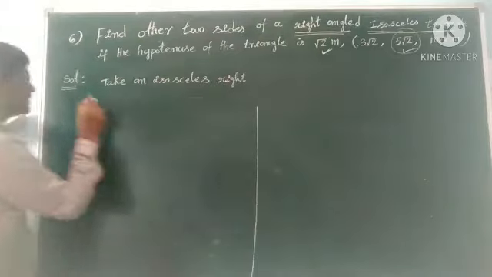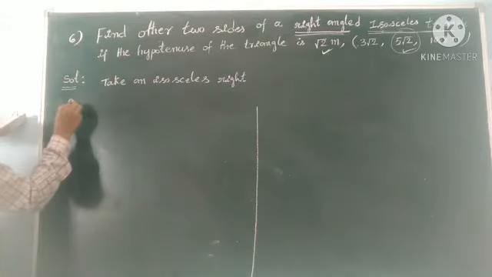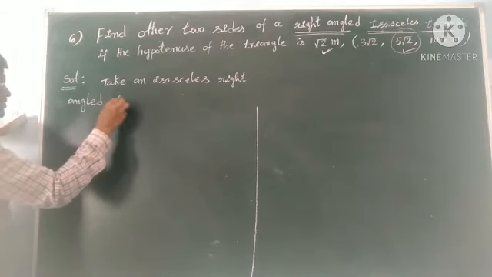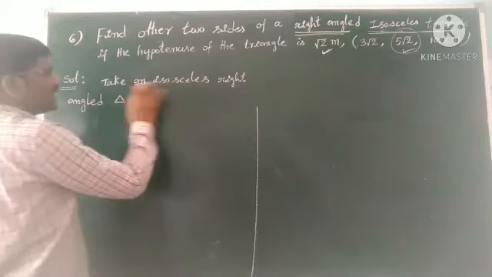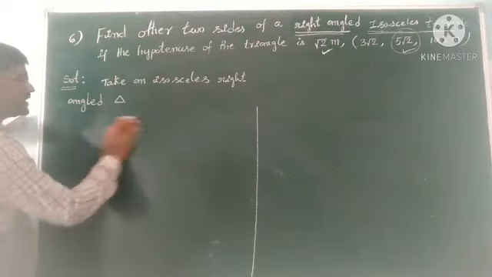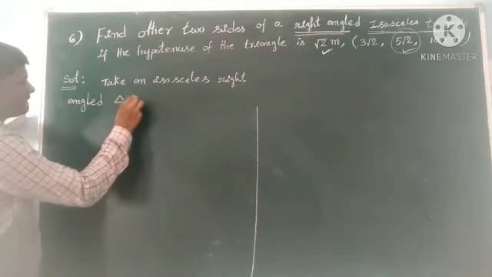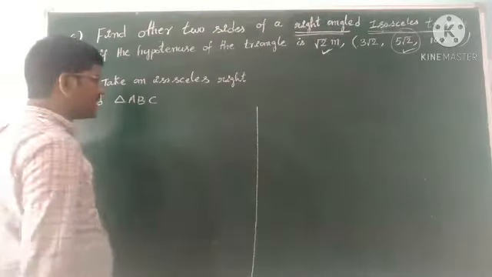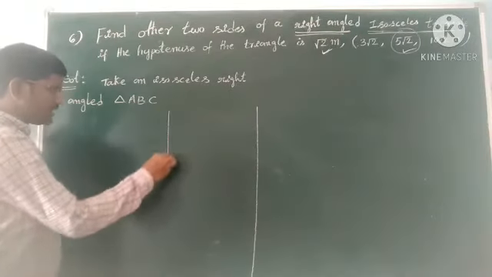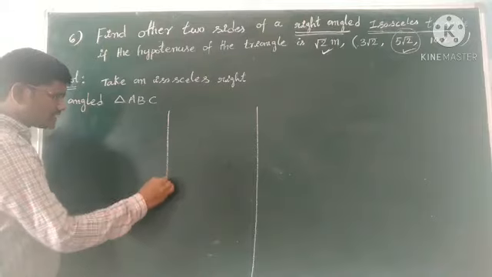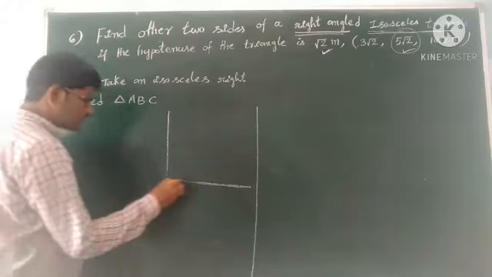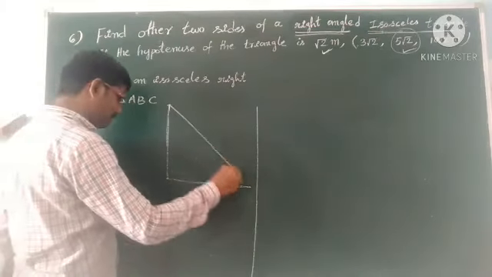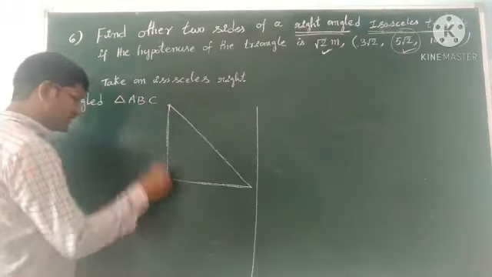So what is that? Isosceles right angled triangle. So take an isosceles right angled triangle ABC. See my dear students, I am taking a right angled isosceles triangle. I can draw it like this also. This is also a right angled isosceles triangle. The picture you can draw in any shape.